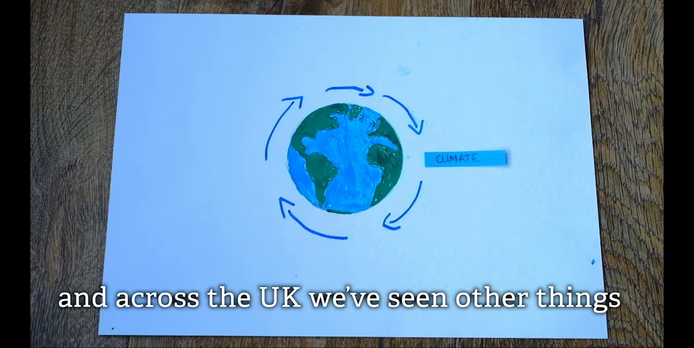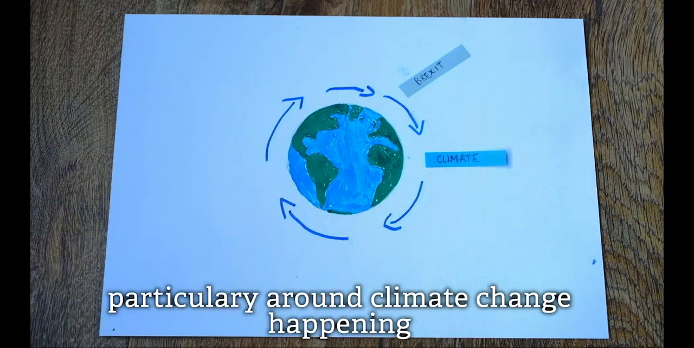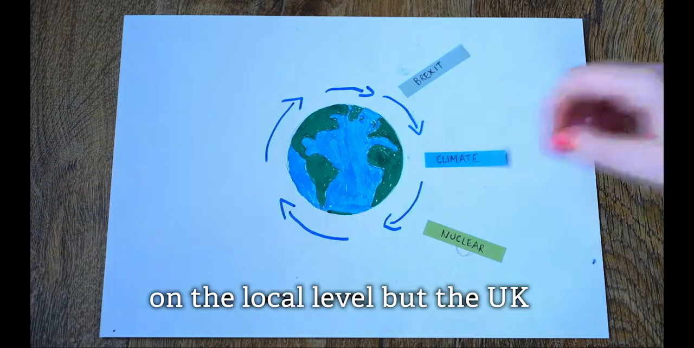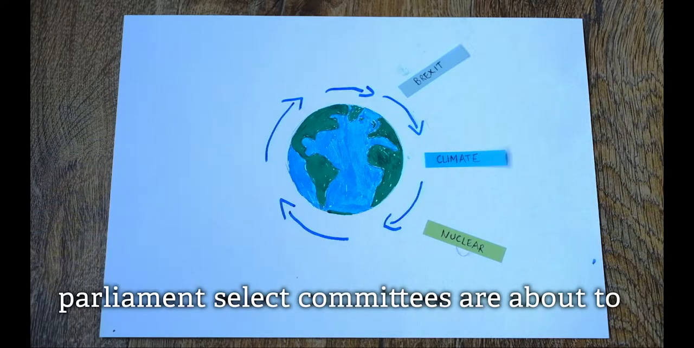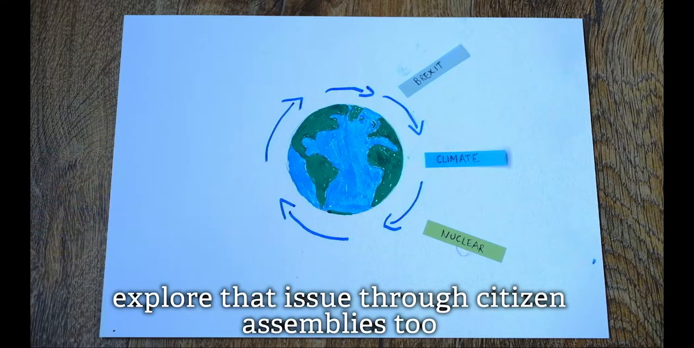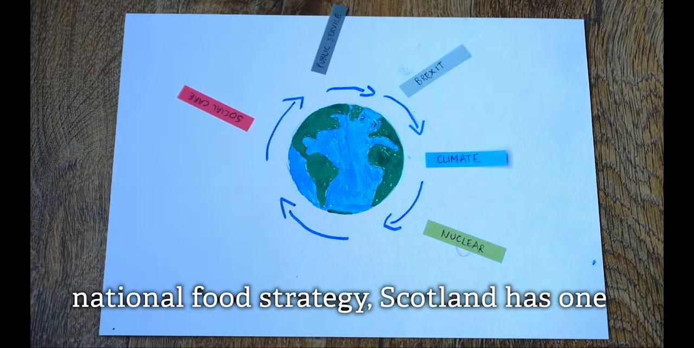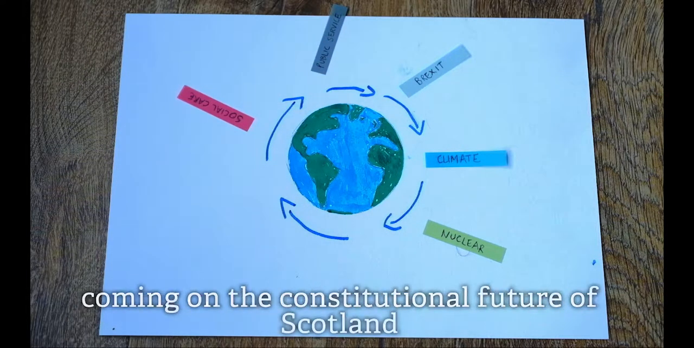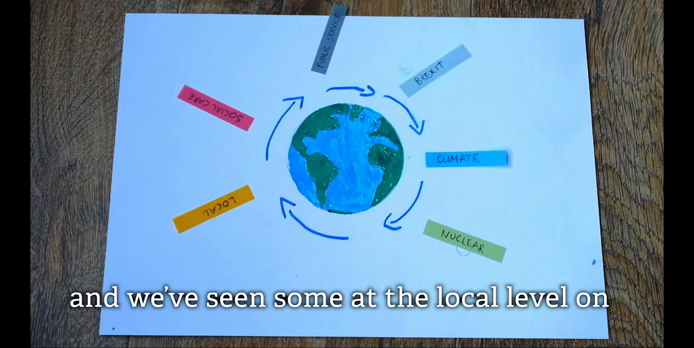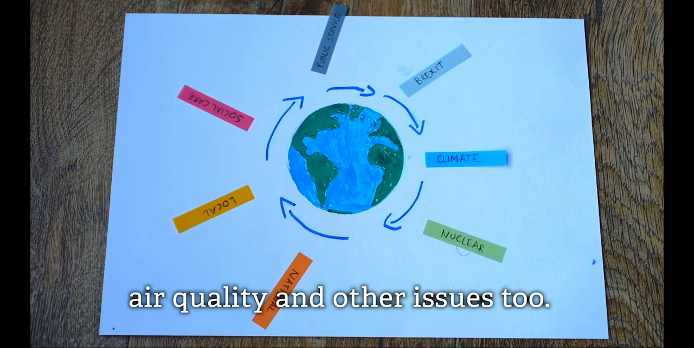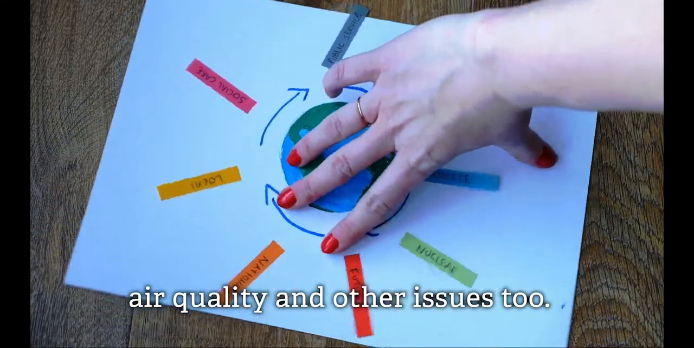And across the UK, we've seen other things, particularly around climate change happening on the local level, but the UK Parliament, six select committees are about to explore that issue through citizens' assemblies too. We've also seen some stuff around a national food strategy. Scotland has one upcoming on the constitutional future of Scotland. And we've seen some as well at the local level around issues like traffic congestion, public transport, air quality, and other issues too.